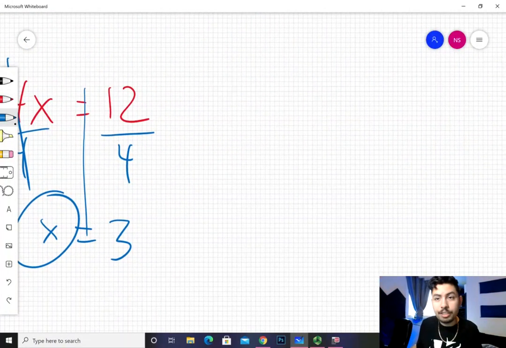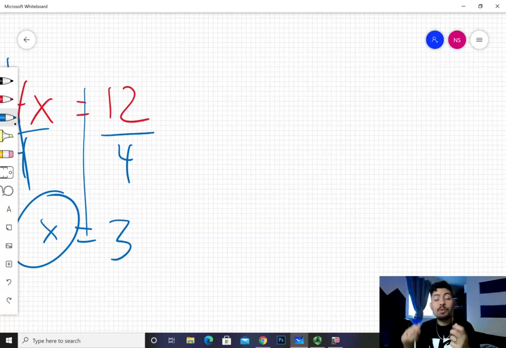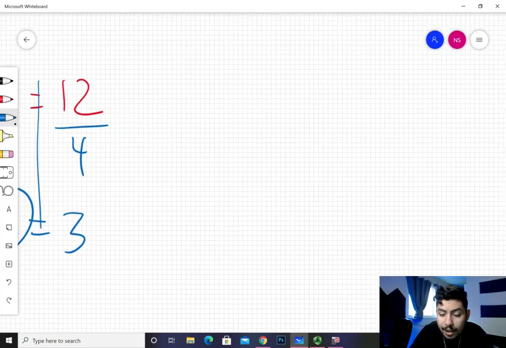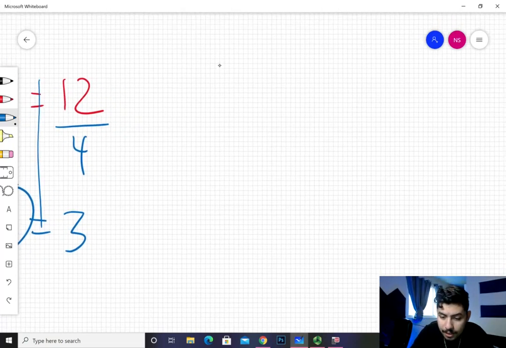That's when you use division. There is one more you need to learn, which is when you use multiplication to move something from the opposite side. When would that be used? You use that when we are dealing with this.